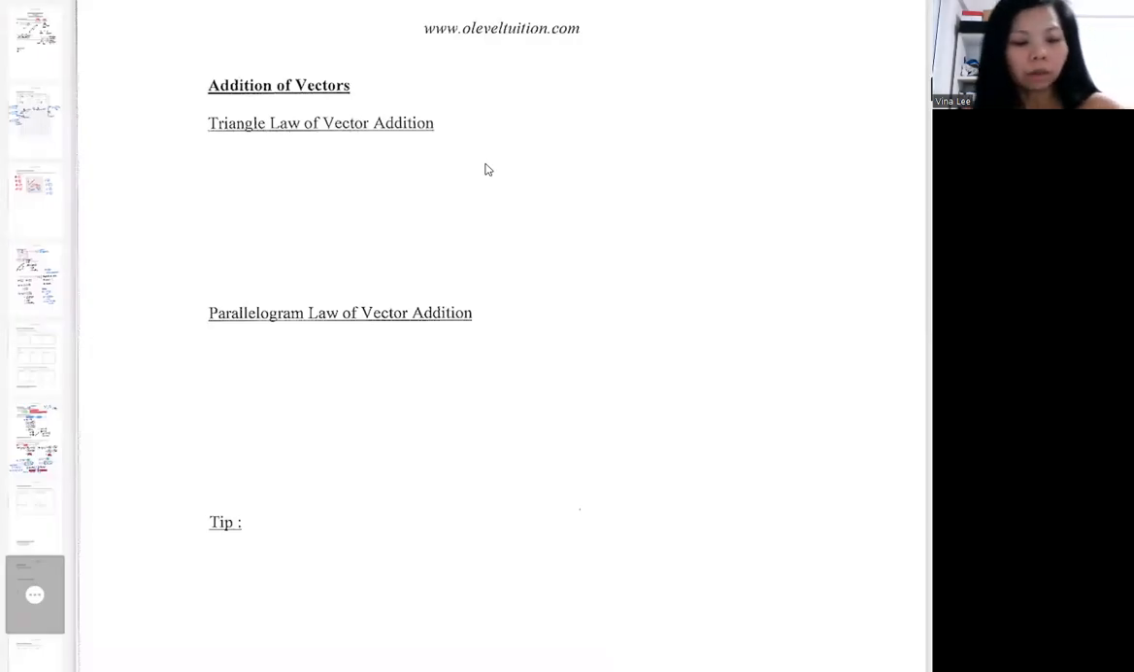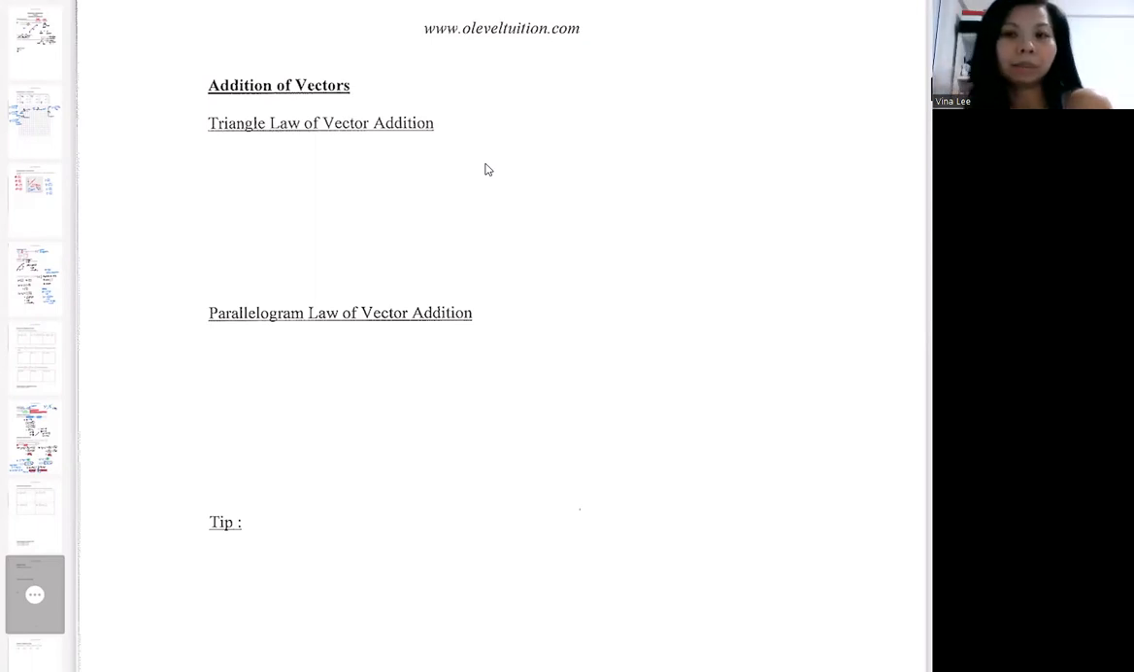Okay, so in this section of vectors, we are going to learn how to do addition of vectors. Addition and subtraction will be around the same idea. So we focus on the addition, which subsequently will lead you to do subtraction as well. Okay, so there are actually two laws for this. One is called triangle law, another is parallelogram law.